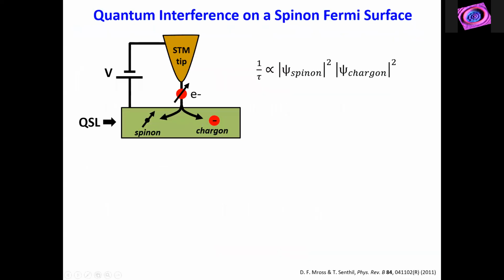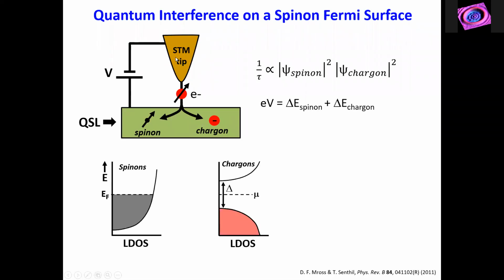And so what we think does explain them is quantum interference of a spinon Fermi surface. In fact, this explains the features quantitatively. To understand that explanation, let's consider once again what happens when we tunnel electrons into a quantum spin liquid. The rate at which the electrons tunnel is going to be proportional to the spinon wave function times the chargon wave function. And the energy of the electron that goes from the tip to the surface, which is eV, is going to have to get divided between the spinon and the chargon, which get made when the electron goes inside of the quantum spin liquid.